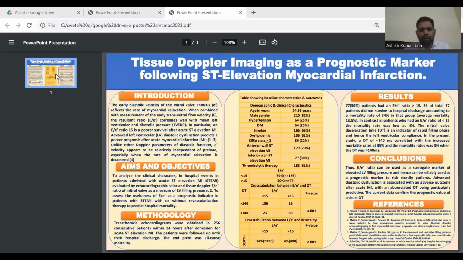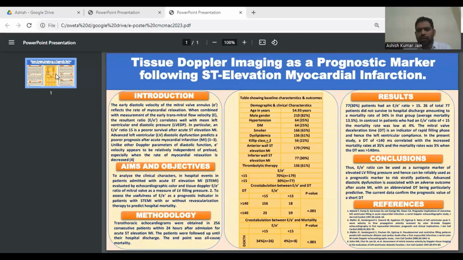with or without revascularization therapy. Methodology: transthoracic echocardiograms were performed in 256 consecutive patients within 24 hours after the admission for the acute ST elevation MI, and the patients were followed up until their hospital discharge. The endpoint was all-cause mortality. As you can see in the table, the baseline demographic and clinical characters: mean age of the patients was 54.9 years.